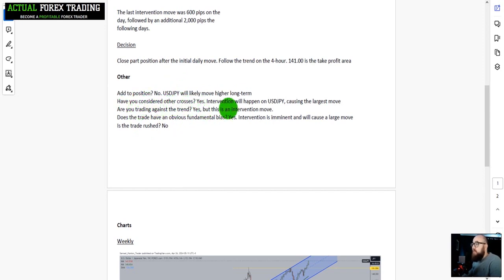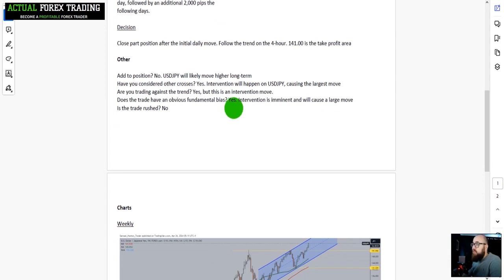Yes, I have. But the intervention will happen on US dollar yen. It's not going to happen on Australian dollar yen or Singapore dollar yen or Canadian dollar yen. There will be moves caused by the intervention, but the intervention will happen against the dollar. So this is the pair that I want to trade. Am I trading against the trend? Yes. Usually I wouldn't, but this is a unique trade.